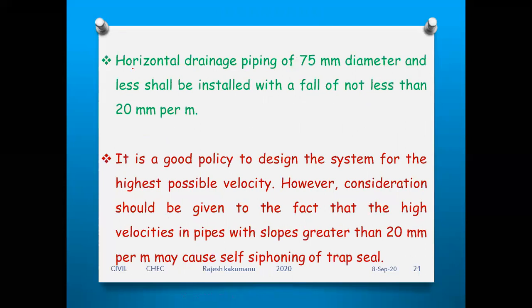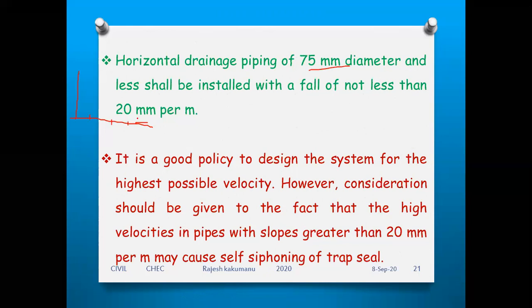Third point, the horizontal drainage piping of 75 mm diameter and less shall be installed with a fall of not less than 20 mm per meter. So what is the other criteria? The horizontal drainage piping. After the vertical pipes, there are horizontal pipes for the connections, right? The horizontal piping of 75 mm diameter and less shall be installed with a fall of not less than 20 mm per meter. So whatever the pipe you are using, the connections between them should have a fall of not less than 20 mm per meter.